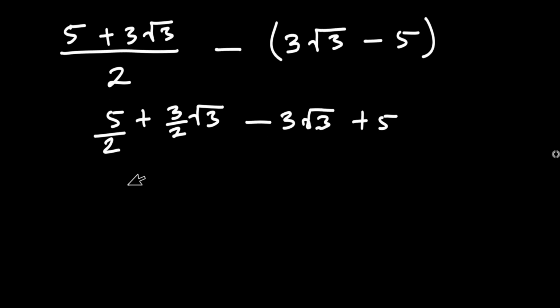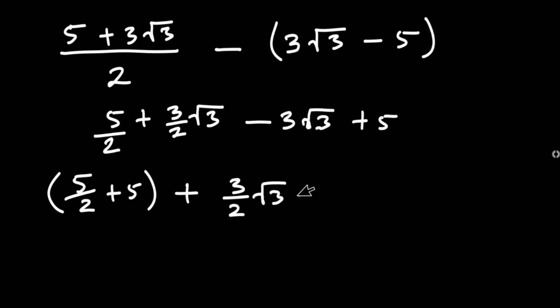Now here, we're going to combine the terms without square root and then group the terms with the square root. And if I do that, I'm going to have 5 over 2 plus 5 as one group. Then we're going to have plus 3 over 2 root 3 minus 3 root 3 also as another group. Now let's go ahead and then simplify this.